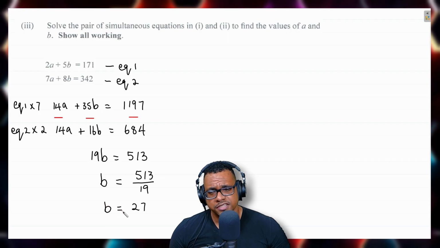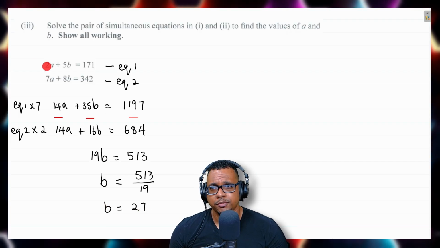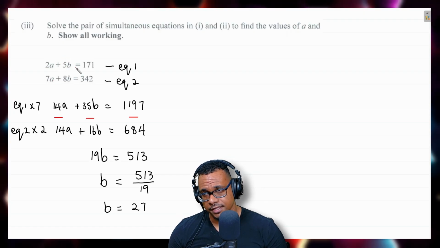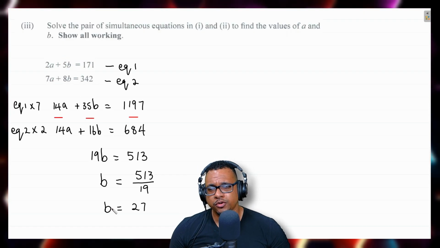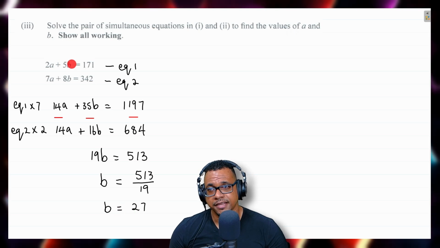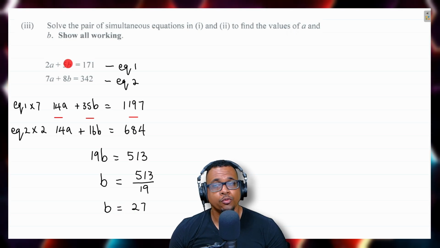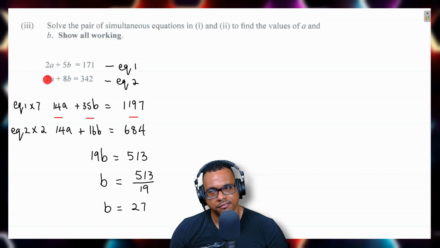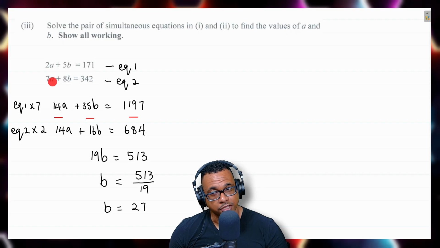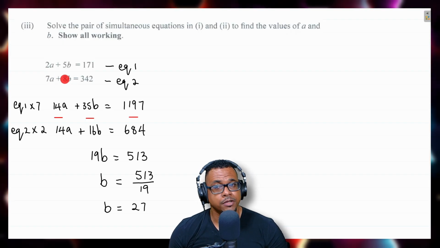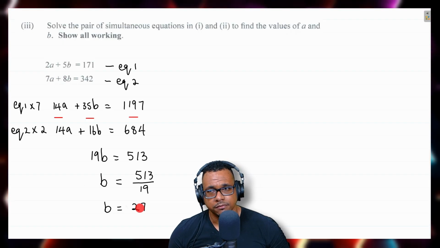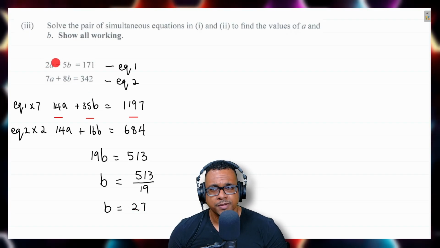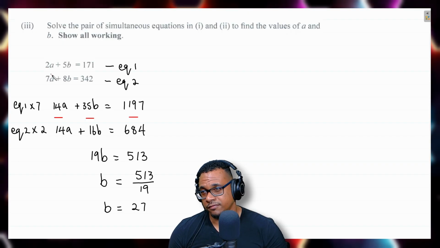So now that we know that B is equal to 27, let's read these equations. 2A means 2 multiplied by A, plus 5B means 5 multiplied by B is equal to 171. So if I know the value of B, I can just multiply this 5 by the value of B, and I'll get a number here. And the only thing missing would be the A, which I can solve for. Same thing down here. 7A means 7 multiplied by A, which I don't know, but the 8B means 8 multiplied by B, and I know the value of B. So looking at the two equations, I'm just looking for one of the better numbers, and equation 1 looks better because the number is smaller, so I'll go with equation 1.